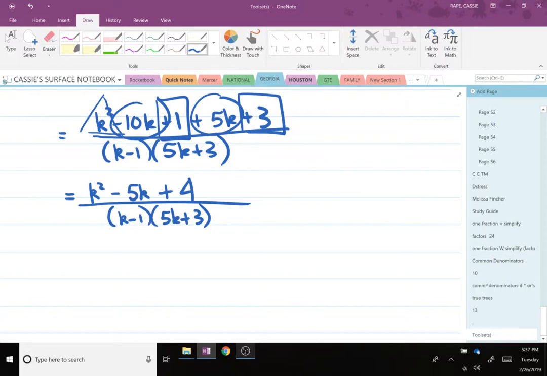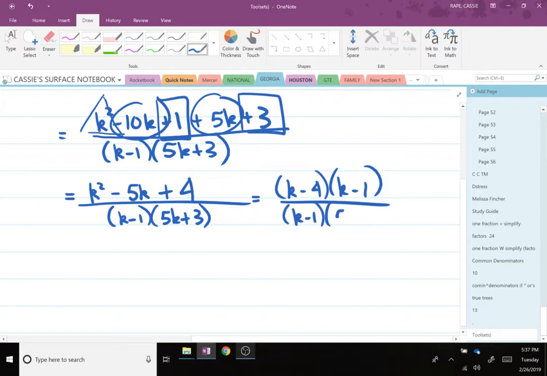I'm very nearly done. I'm pretty sure that something might factor in the numerator, so I'm going to rewrite this as factors. I'm looking for two numbers which multiply to give me a positive 4, but add to give me a negative 5, and I'm pretty sure that's going to be k minus 4 times k minus 1. Correct? Because they multiply to give me a positive 4, but if you add them, you get a negative 5. And then that's over k minus 1 times 5k plus 3.